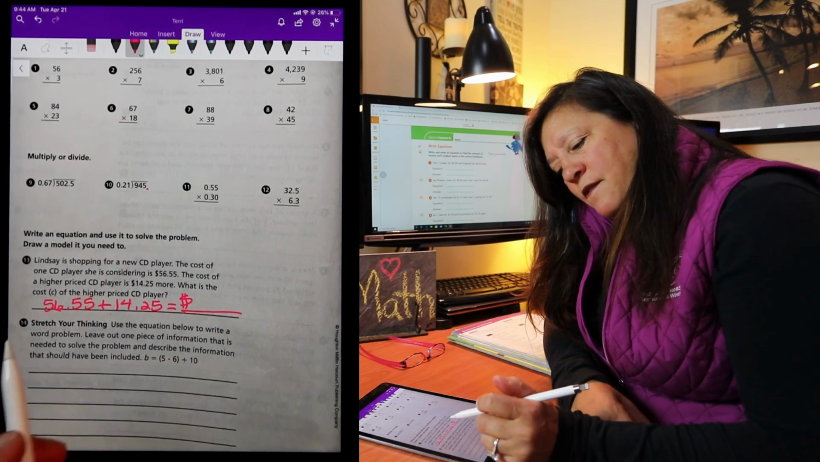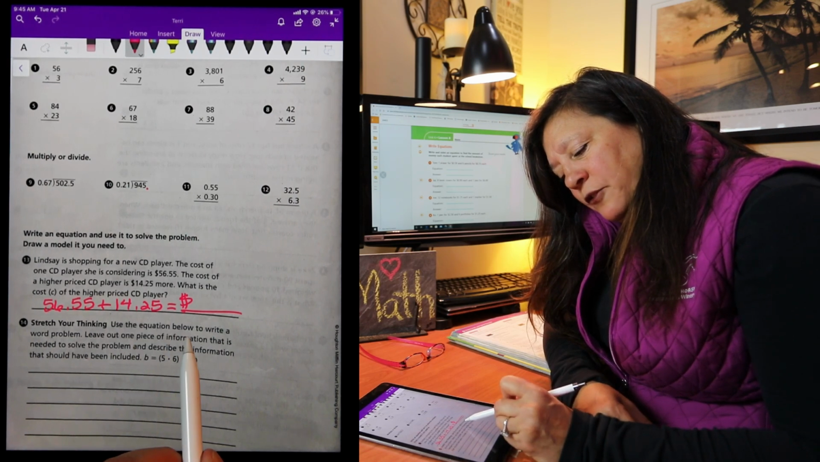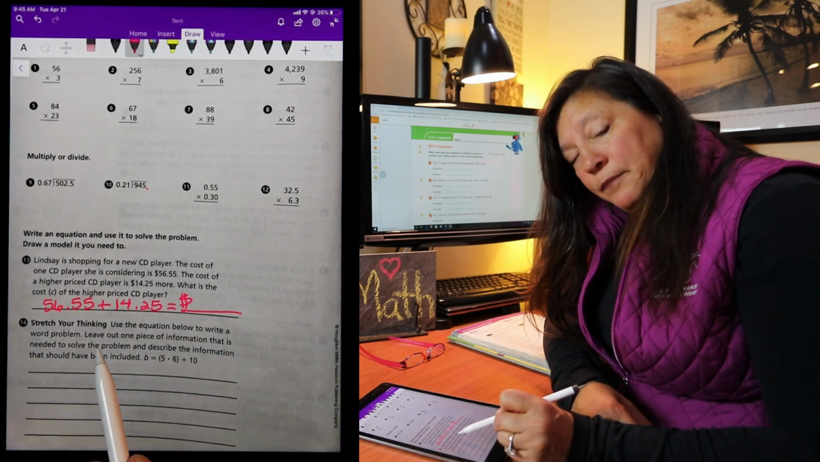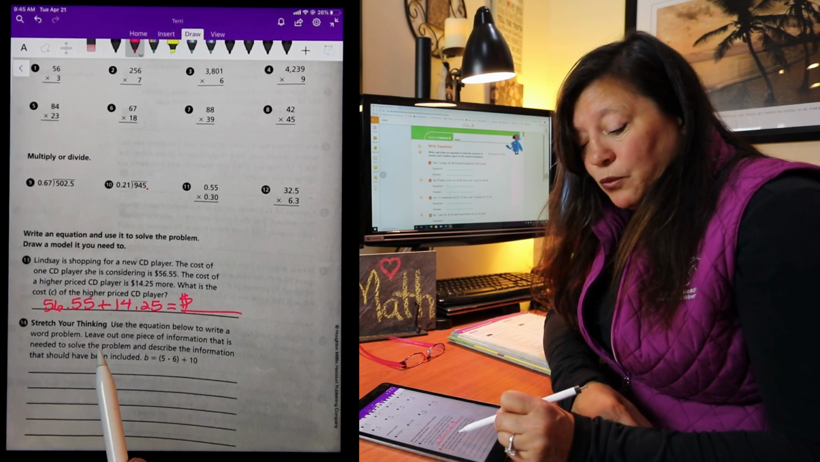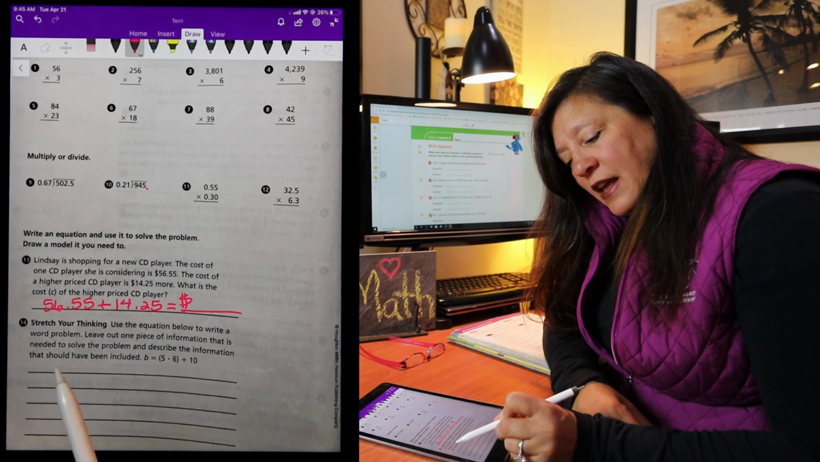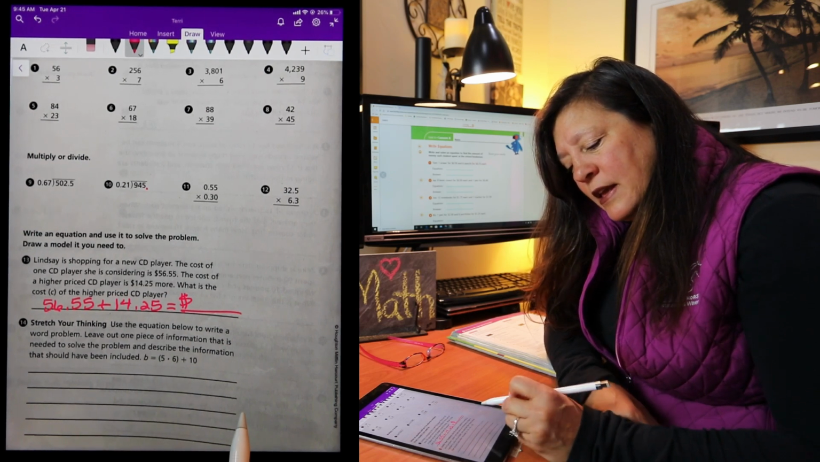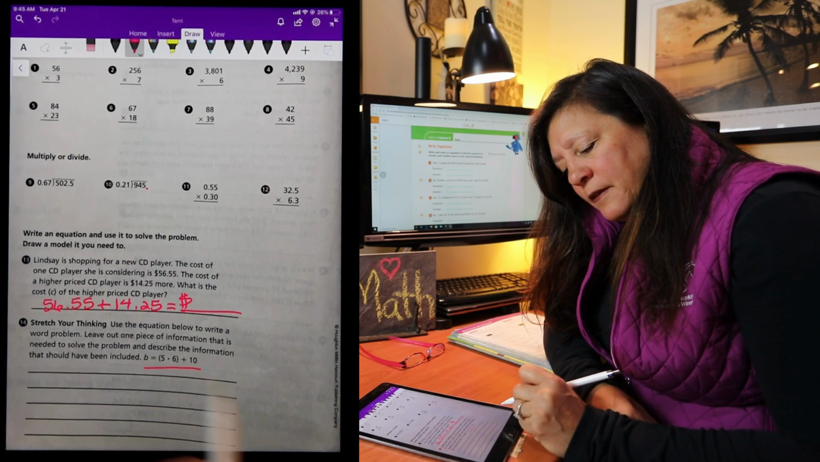14, stretch your thinking. Use the equation below to write a word problem. So you're going to have to go back a few lessons when we wrote word problems. Leave out one piece of information that is needed to solve the problem. Describe the information that should be included. So here is the equation, okay?